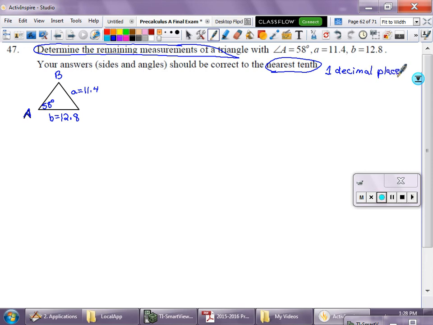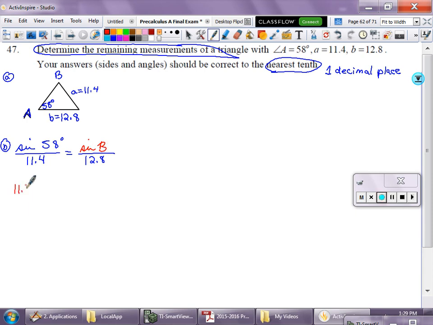Okay, got a lot to do. First thing you want to see is, hey, you're given a side and an angle opposite that side. That's law of sines right there. So let's set this up. It's going to be the sine of 58 degrees over 11.4 is equal to, we have to use B. So again, it's going to be the sine of B over. Anytime you're solving for sine of B, you have to know ahead of time that you're going to have to use sine inverse.